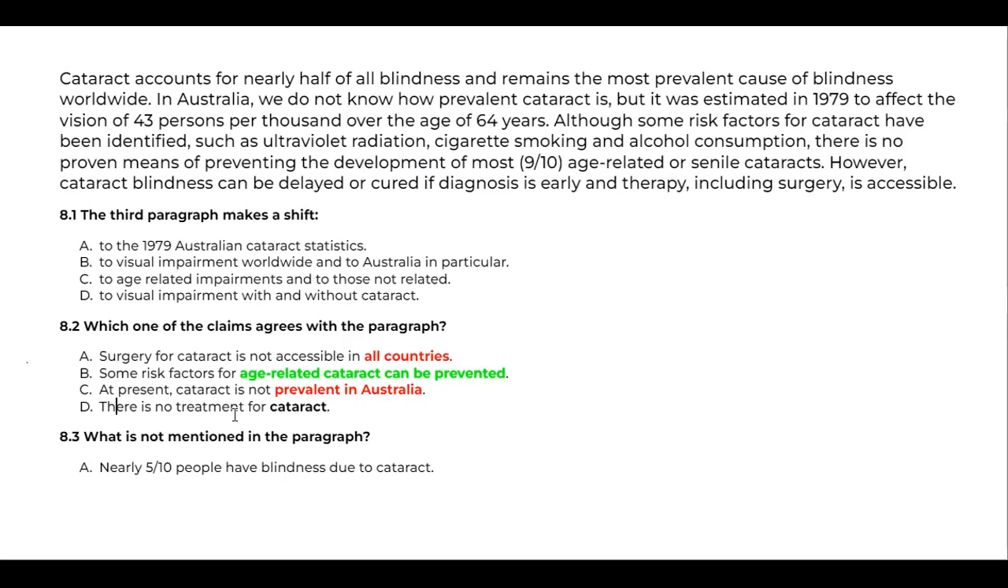Okay. So at present, sorry, D, there is no treatment for cataract cannot be said to be right, because there are treatments available, but they are not proven. There is no proven means of preventing the development of most age-related cataracts. So for a couple of reasons, this answer is completely wrong. So we have to go with B, which is the correct answer.